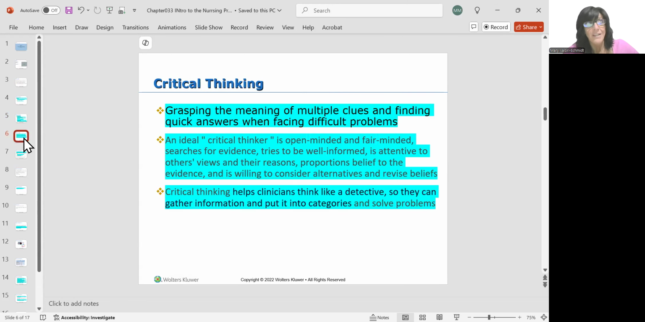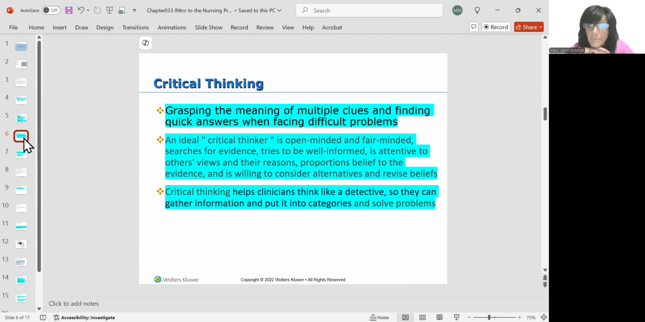So, critical thinking, you're going to hear me say this a lot too. Critical thinking, I love this definition. It's grasping the meaning of multiple clues and finding quick answers when you're facing difficult problems. In order to be a critical thinker, you have to be open-minded. In other words, you have to understand that maybe what you think the right way is may not be the right way and be open to listening to other ways of doing things.